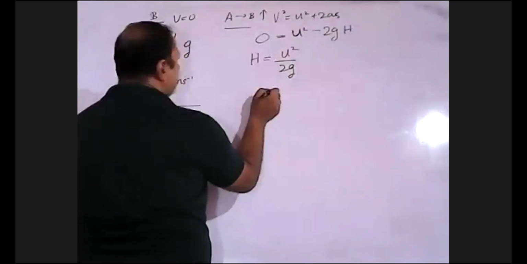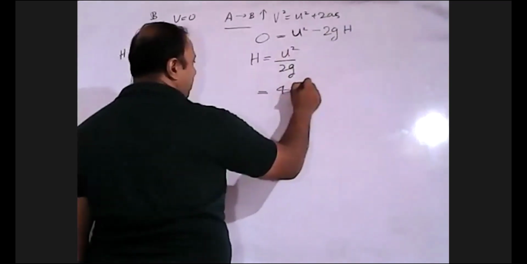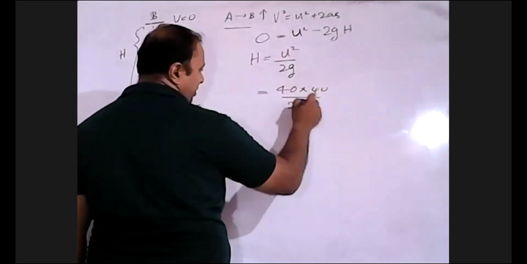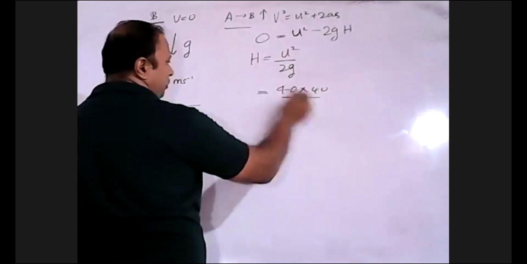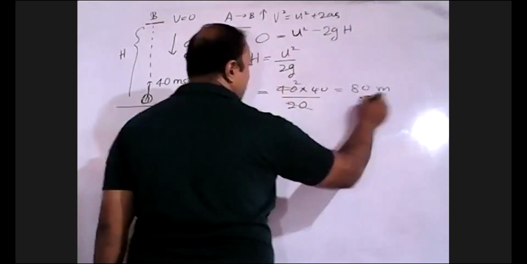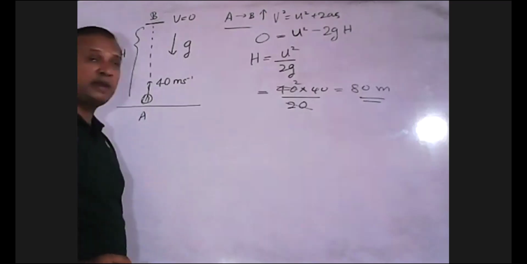So h is equal u squared, means 40 into 40 over 20. So this one will be 2. So h is equal 80 meters. Now time taken to the maximum height.